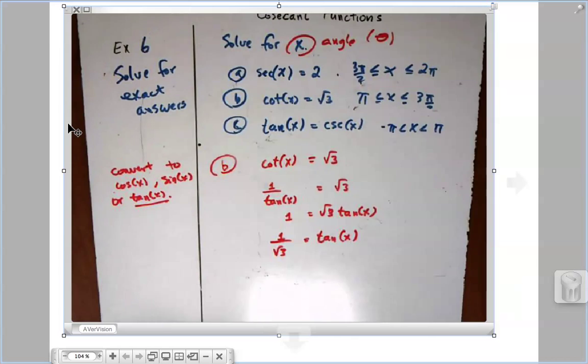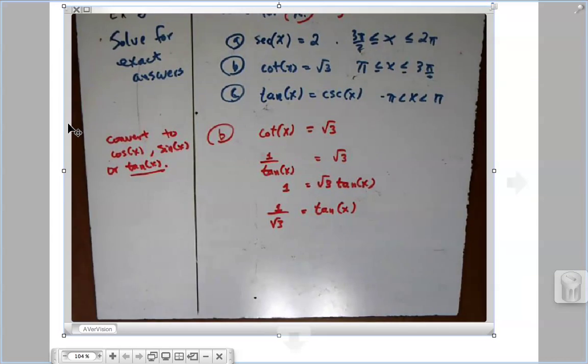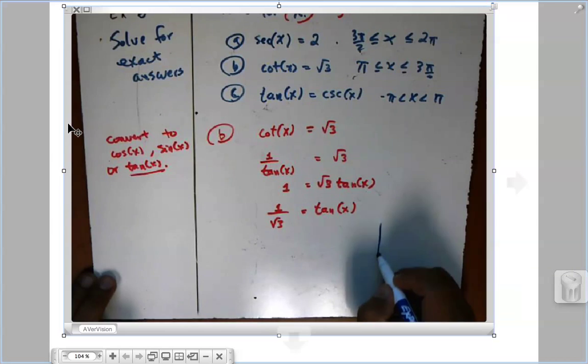Okay. And now tangent is difficult. Tangent is actually pretty hard to figure out by looking at the unit circle, but we can certainly do it. So let me get my unit circle drawn here.